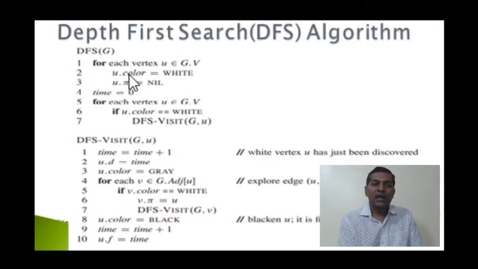So we'll initialize the color and the predecessor for almost all the vertices as white and nil. It means that we are just initializing all the vertices. Then the timestamp is initialized to 0. Further, as I said, the timestamp is maintained in this particular algorithm.